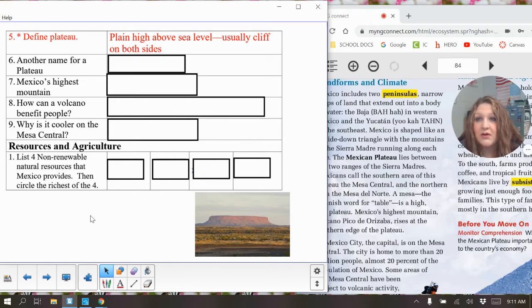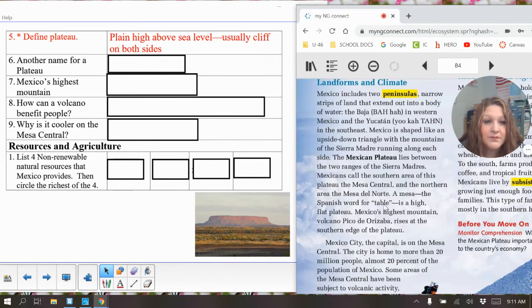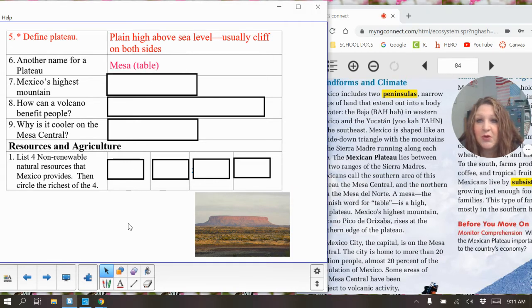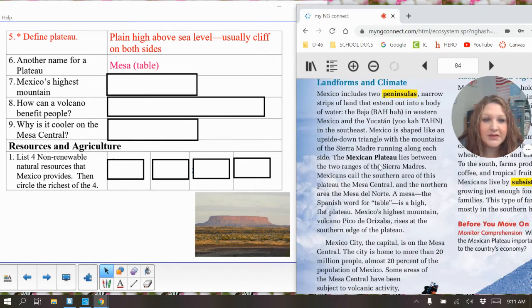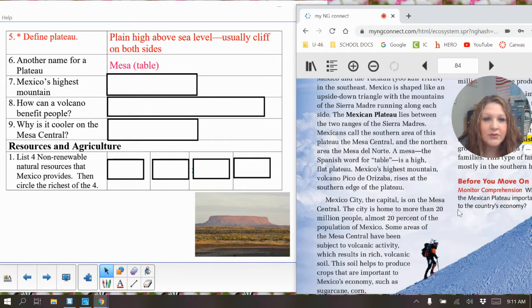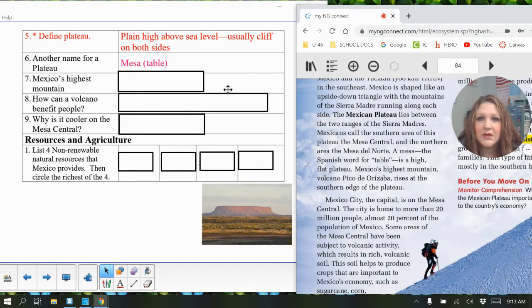So another name for a plateau. Here we go. They call this southern area the mesa. Mesa is a Spanish word for table, so mesa is another word for a plateau. You can kind of get that idea, right, when you look at this image, that this could kind of be like a table. It sits up high and it's flat on the top. And then Mexico's highest mountain we've got here. Mexico's highest mountain is Pico de Orizaba.